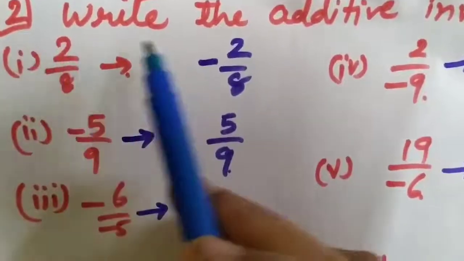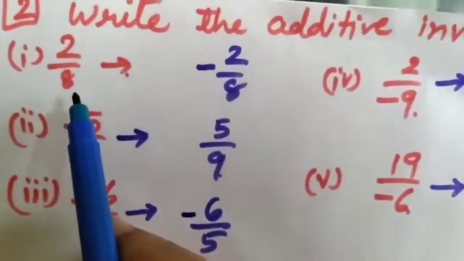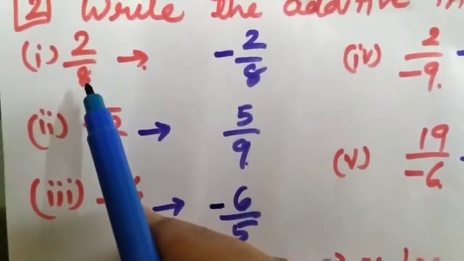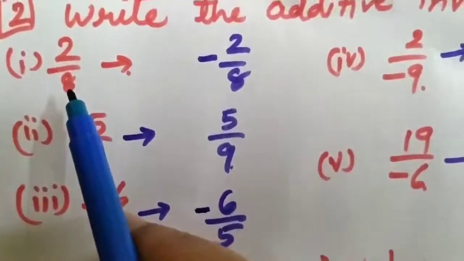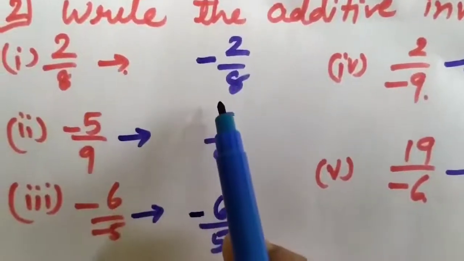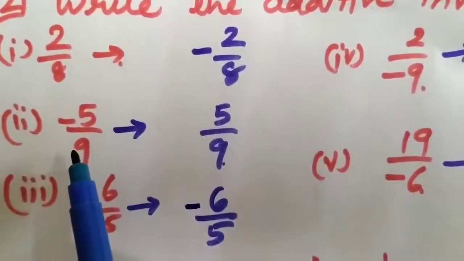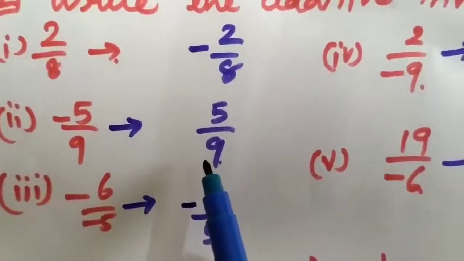Question number 2. Write the additive inverse of. First number 2 upon 8. Additive inverse means plus becomes minus, minus becomes plus. The number is 2 upon 8. So answer is minus 2 upon 8. Second number minus 5 upon 9. So minus becomes plus. So answer is 5 upon 9.